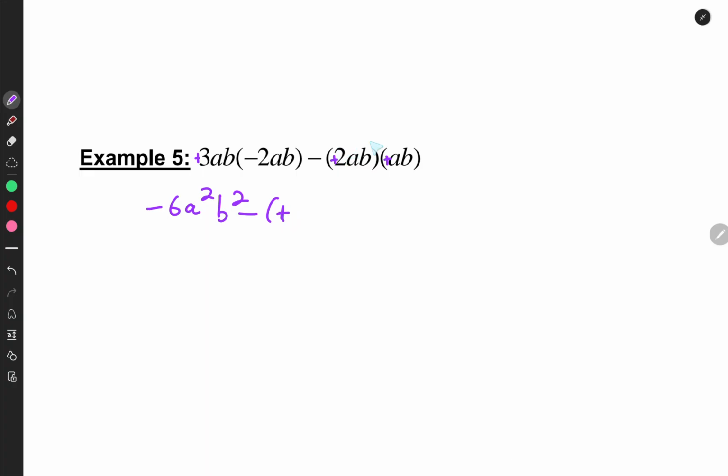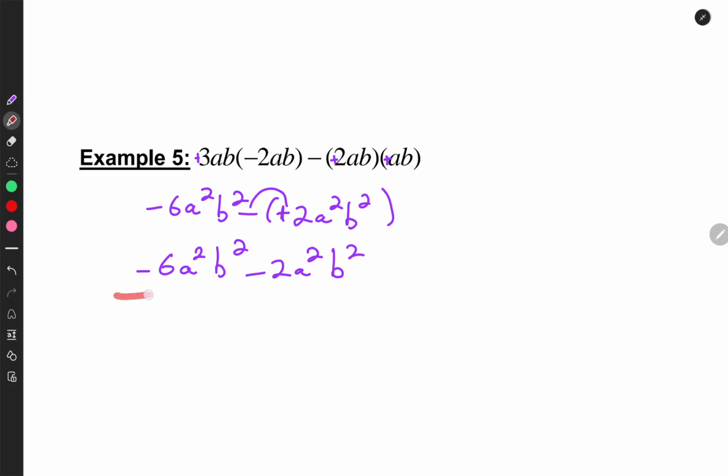Okay, it's fine. So 2 times 1 will give me 2. A times A times A will give me A squared. And then B times B. B times B gives me B squared, right? And then I'm not done. I am most certainly not done. And then I'm going to say negative times positive. Negative times positive gives me negative. So this will be negative 6a squared b squared minus, because negative times positive gives me a negative, right? So this will be 2a squared b squared, right?